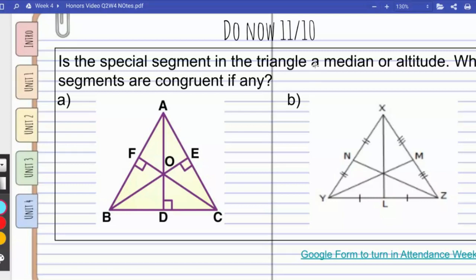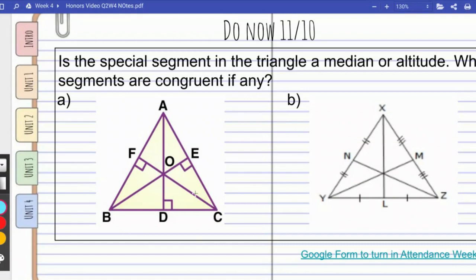Is the special segment in the triangle a median or an altitude? What segments are congruent, if any? So if I look over here on the first picture, A, those could be medians, but I don't see any tick marks on any of the sides, so I don't know if F, E, and D are midpoints.